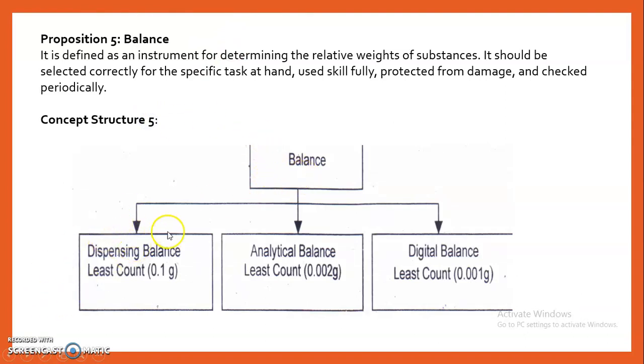In balance we studied the dispensing balance, analytical balance and digital balance. The least count of every balance is different from each other. Dispensing balance has a least count of 0.1 gram. Analytical balance has a least count of 0.002 gram, and digital balance has a least count of 0.001 gram.